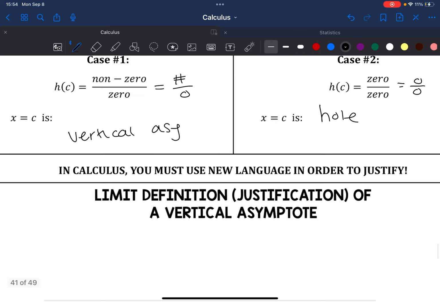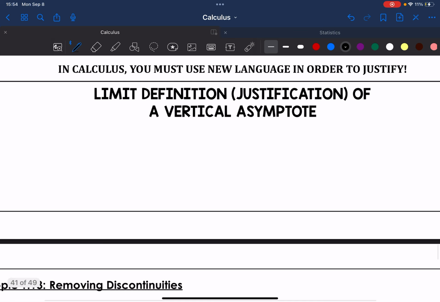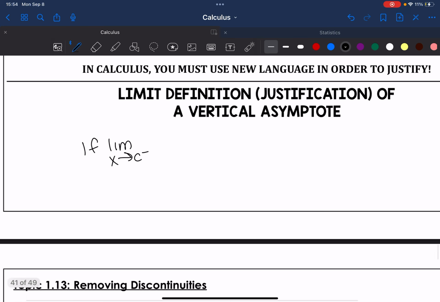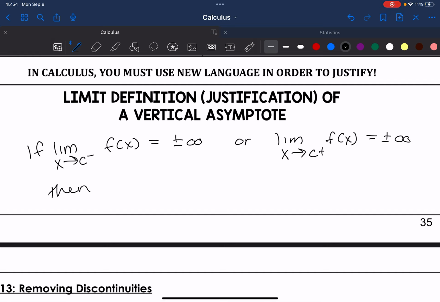If we were to transform this into a definition used in calculus, this would be the same as saying if the limit as x approaches c from the left of f of x is equal to positive or negative infinity, or if the limit as x approaches c from the right of f of x is equal to positive or negative infinity, then x equals c is a vertical asymptote.